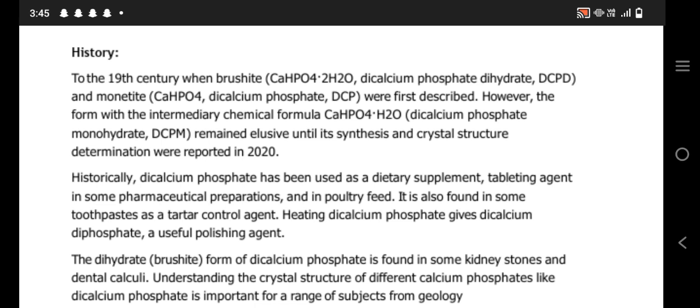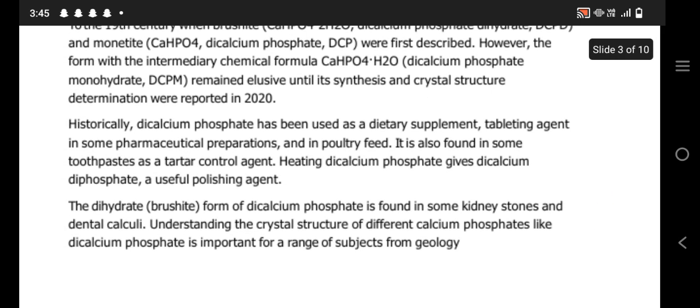Historically, dicalcium phosphate has been used as a dietary supplement, a tableting agent in some pharmaceutical preparations, and in poultry feed. It is also found in some toothpaste as a tartar control agent. Heating dicalcium phosphate gives dicalcium diphosphate, a useful polishing agent. The dihydrate form of dicalcium phosphate is found in some kidney stones and dental calculi. Understanding the crystal structure of different calcium phosphates like dicalcium phosphate is important for a range of subjects, from geology.